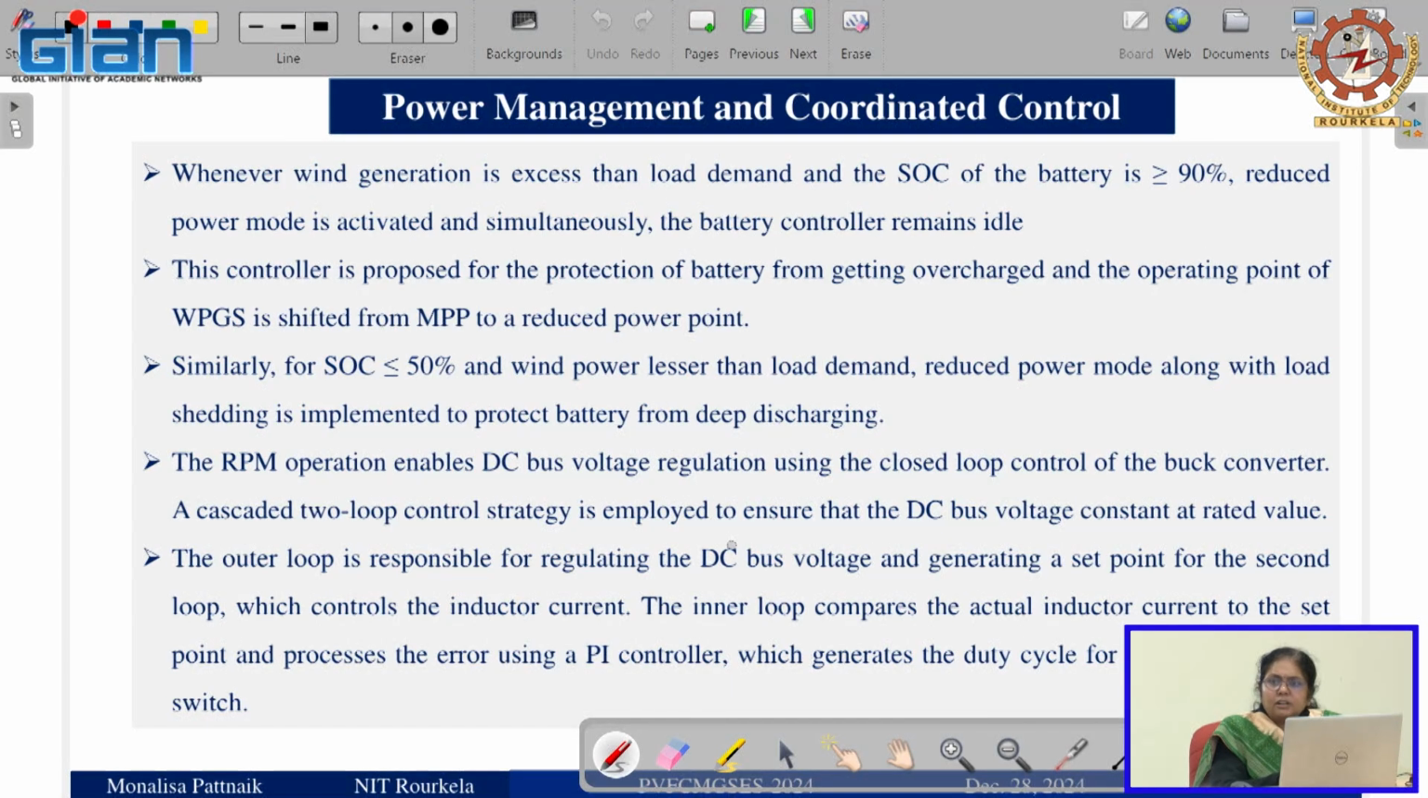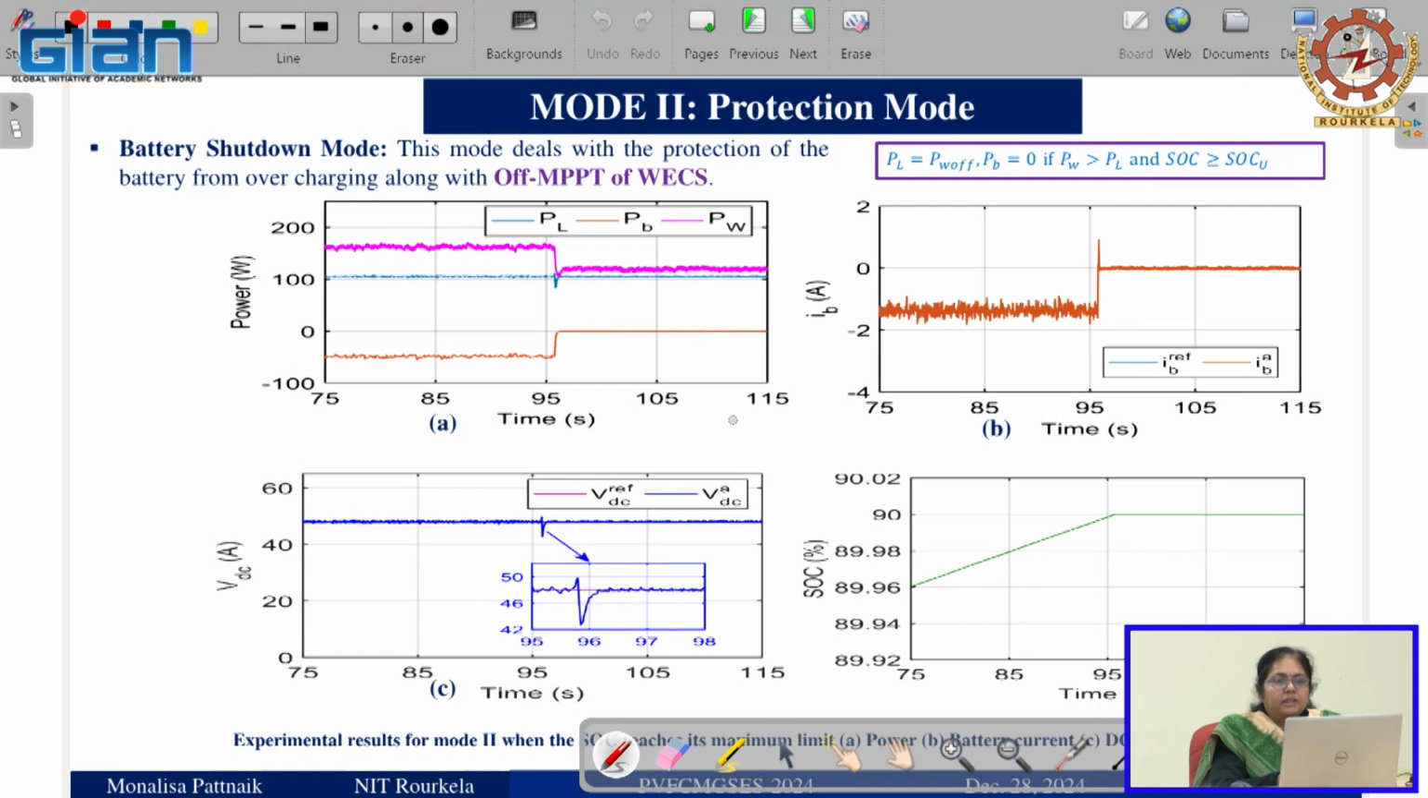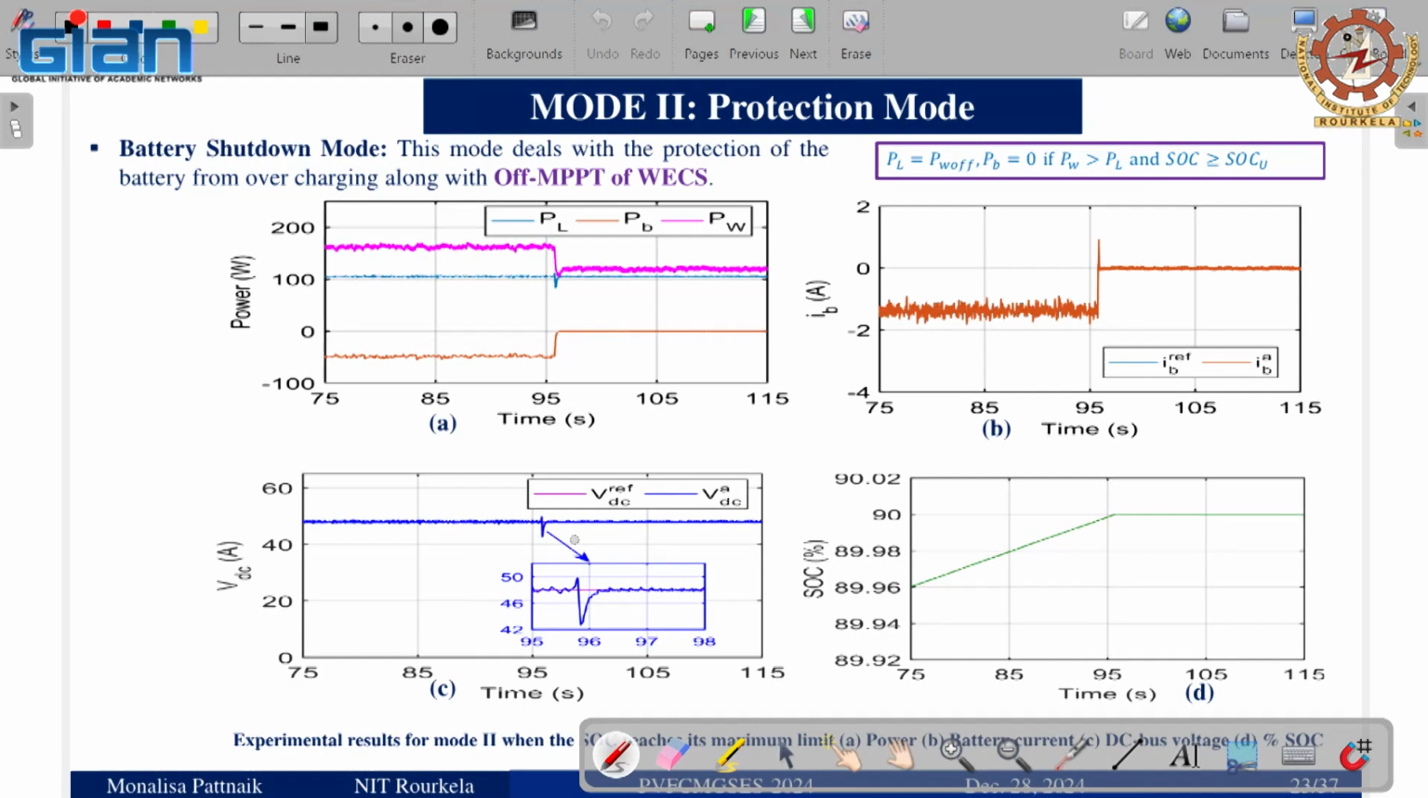Already I have explained what the power management scheme is doing and how the mode switching is happening, and we got the result correspondingly. Previously I showed you that when it reached 90% we were unable to regulate the bus voltage, but now, due to the switching of the MPP converter to off MPP mode, it is able to regulate the DC bus voltage constant. With this we also have one paper in an IEEE journal, I think the Systems Journal.